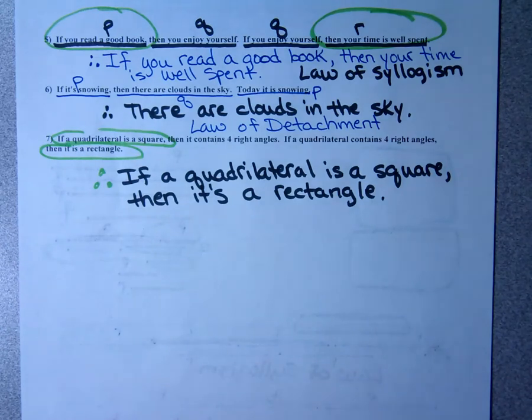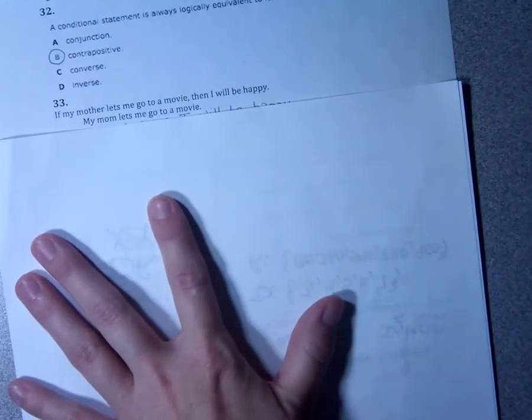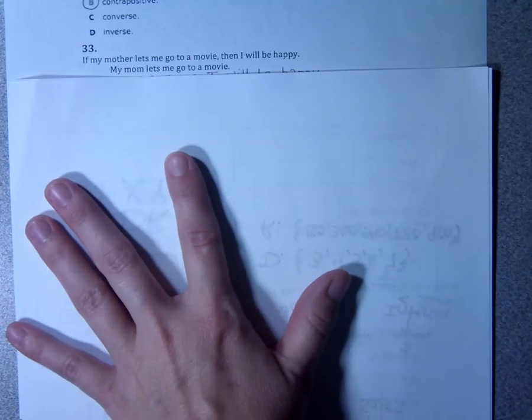Okay, on your review, I want you to try 33 and 34. So right now, on your review, I want you to try 33 and 34. So 33 and 34 on your review.